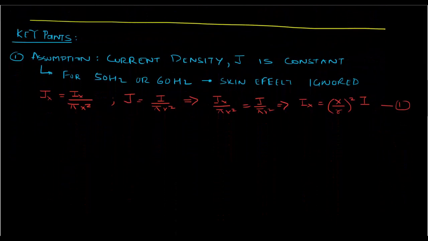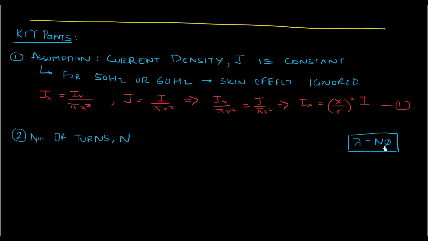So this is one of the key points I wanted to bring to your attention. So this is one. Okay, now let's go to another key point that's important. Let's discuss number of turns. Remember, this is important for lambda, right? Number of turns n. We saw that lambda is n times phi. So therefore, let's understand this n value a little bit better.